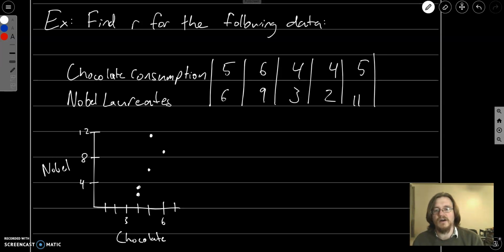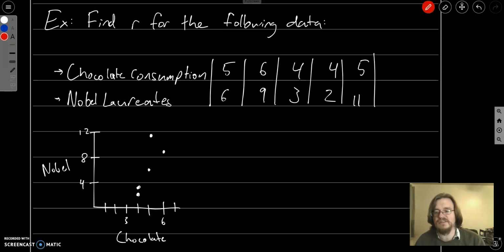So we want to find r for the following data. The textbook gave this example, but they didn't give units, which is frustrating. So I think this is looking at countries, and it's how much chocolate the country eats versus how many Nobel laureates, how many Nobel Prize winners the country has had. So the question is, are these linearly correlated?